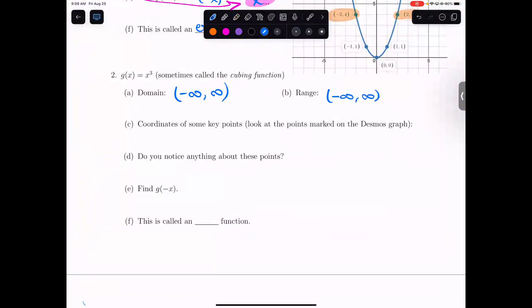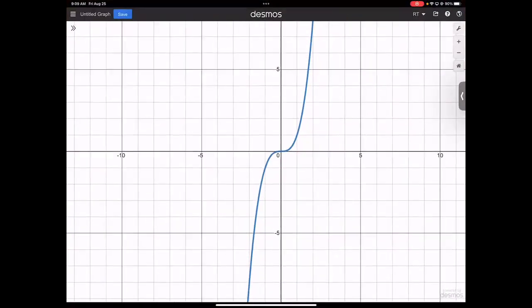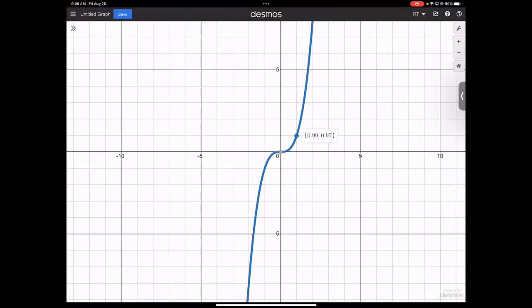Okay, now the noticing part. What do you notice about what's going on here? For example, one point on the graph. Hang on, let me just draw this on the board real quick. I forgot I have my graph with all the points already marked pulled up. Say (2, 8) and (-2, -8). Those are two points that this graph goes through.